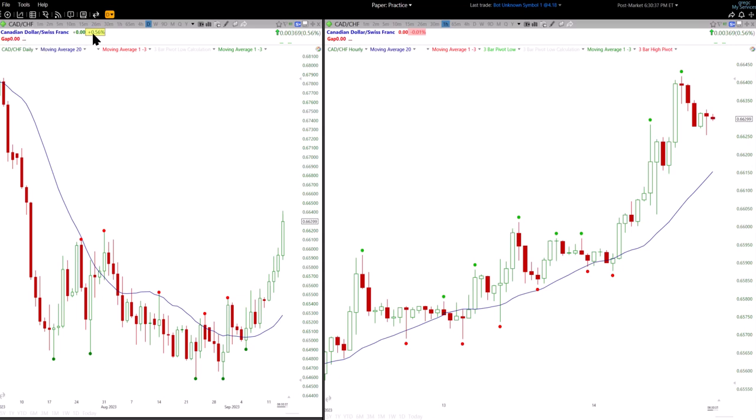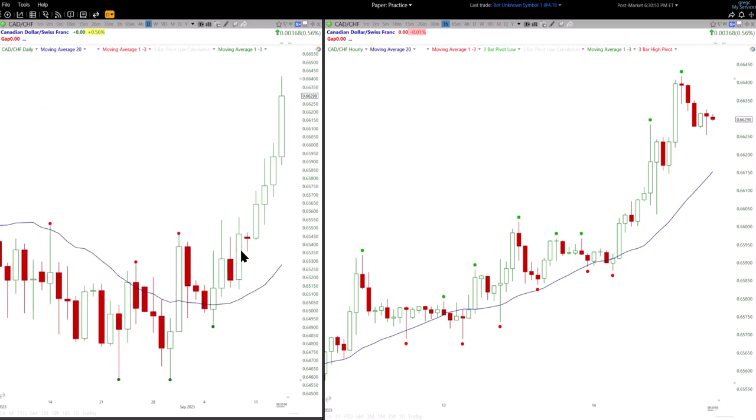All right, CAD Swiss franc was the other one. Bottoming pattern here. The wide range bar up, it pulls back to support. And here, this reversal, this 3-bar reversal, and this 1, 2, 3, that's your trigger long.